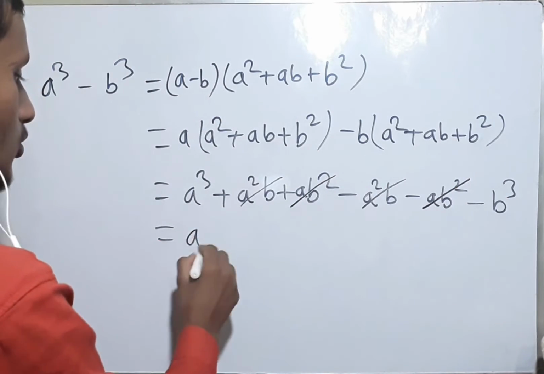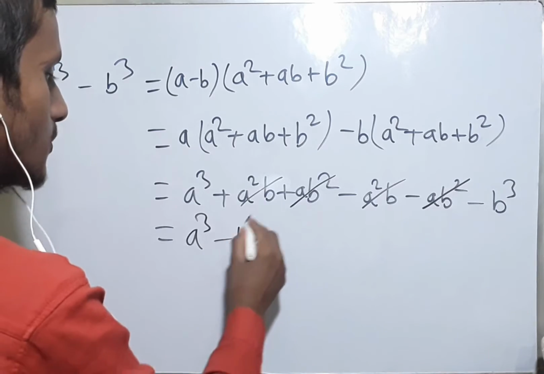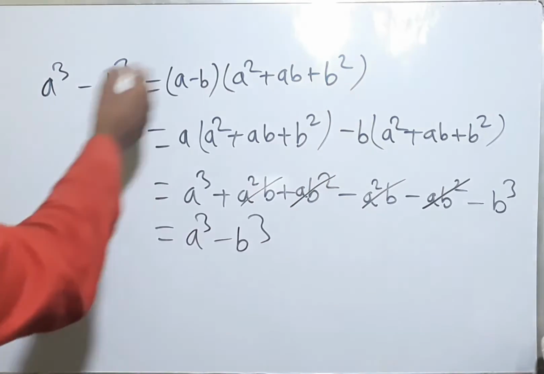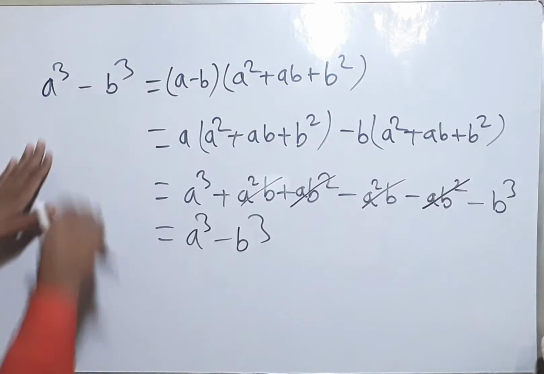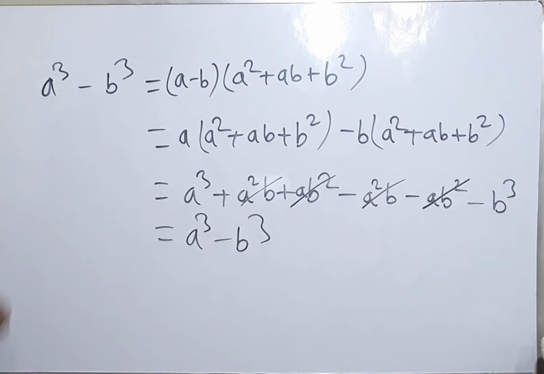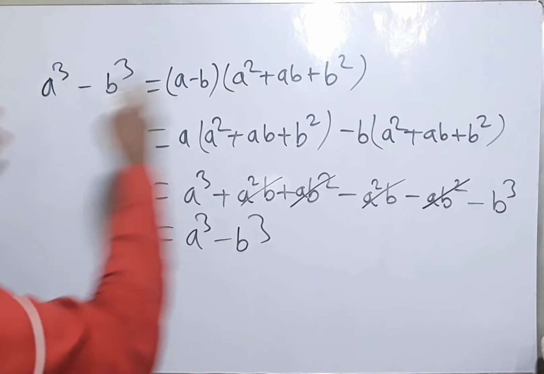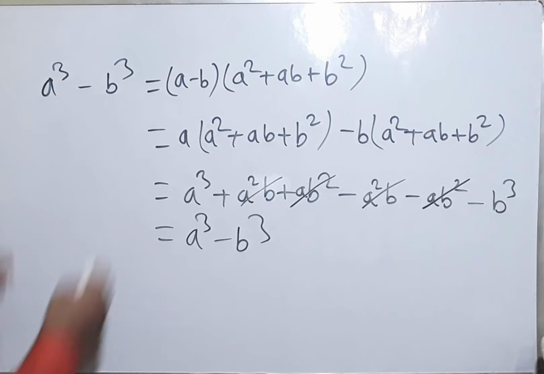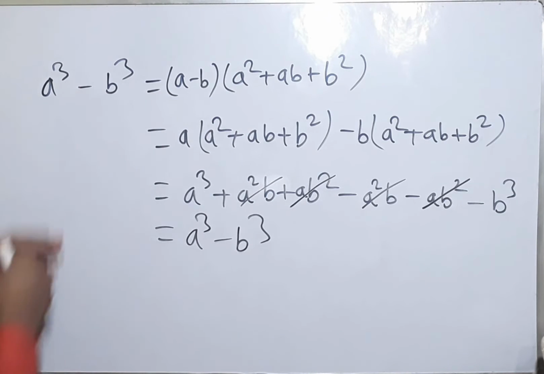So all that you will be left with is a cubed minus b cubed, meaning this thing is same as this. This thing is equal to this. So we have proven here that this is the formula, okay? Meaning the product is equal to this.